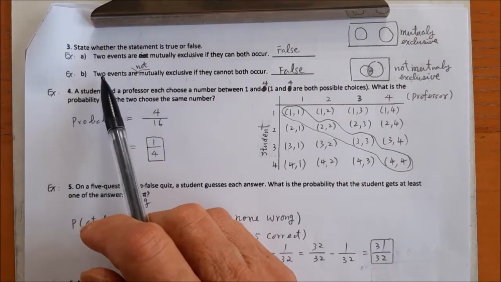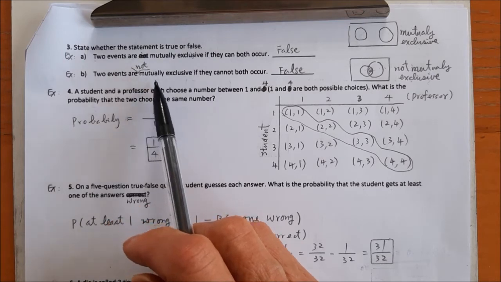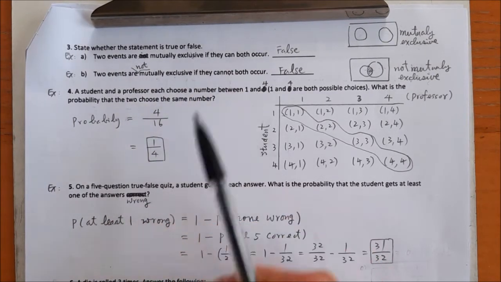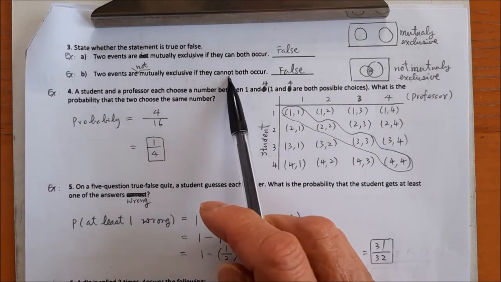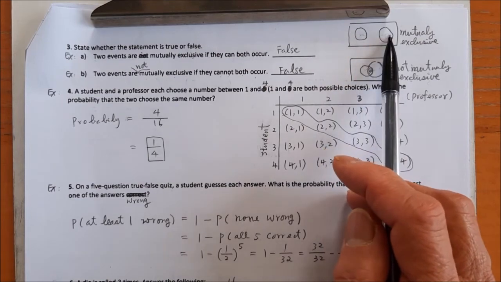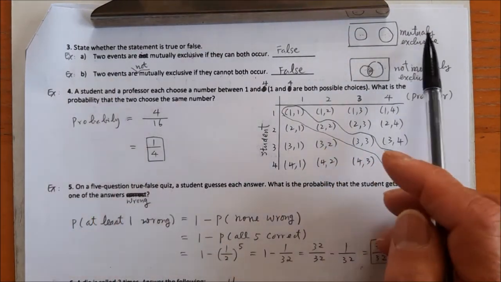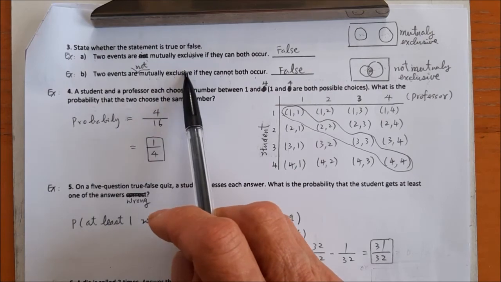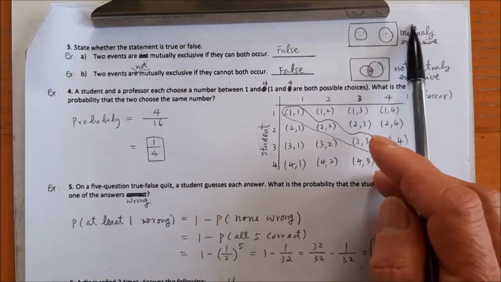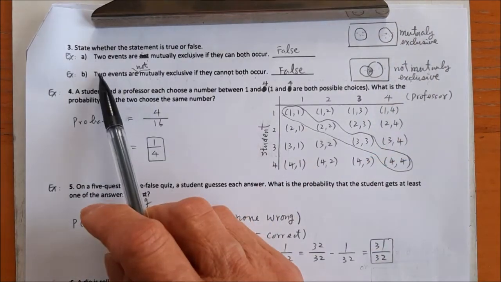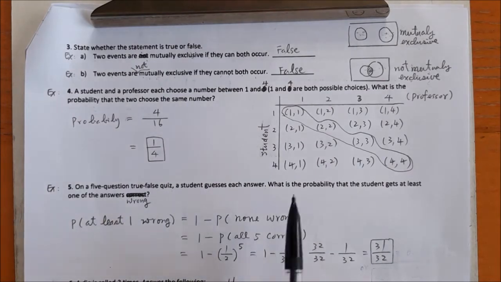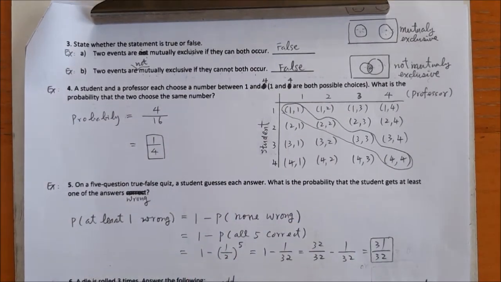So the B, two events are not mutually exclusive if they cannot both occur. Now, if they cannot both occur, which is this case, not both occur, then the two events are mutually exclusive. If they cannot both occur, should be mutually exclusive. So here it says, then the two events are not mutually exclusive. It's not true. So the answer is false.